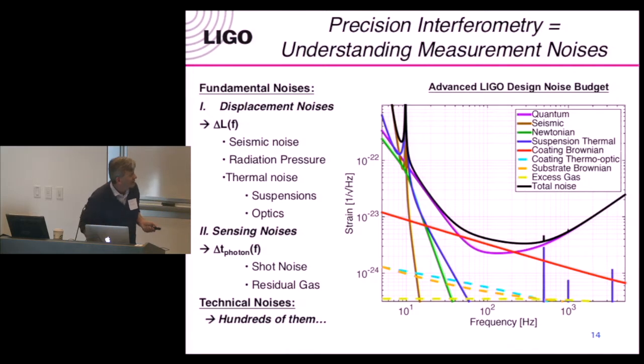And in case it's not clear, on the y-axis, of course, is strain, in units of per root hertz. So this is 10 to the minus 24. This is 10 to the minus 23. And in case it's not completely obvious to you, lower is better. The name of the game is to make that curve as low as possible.